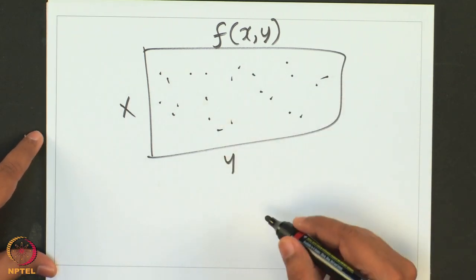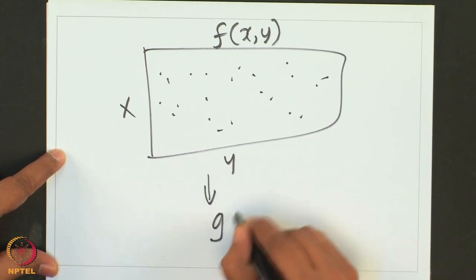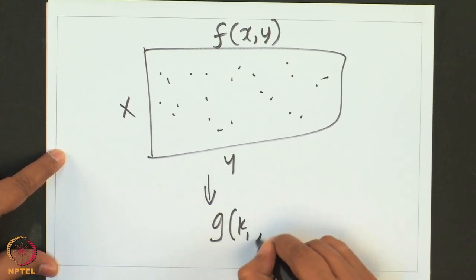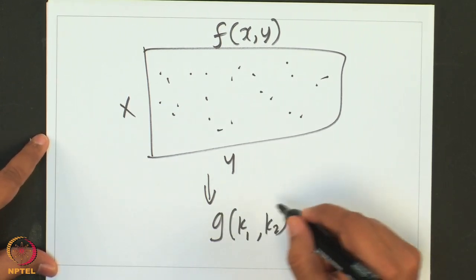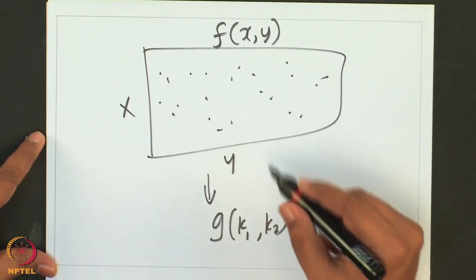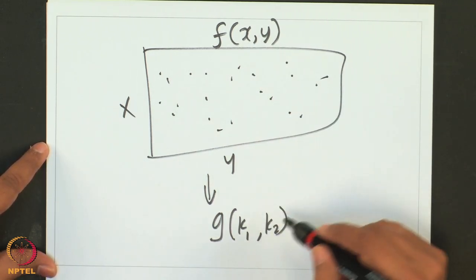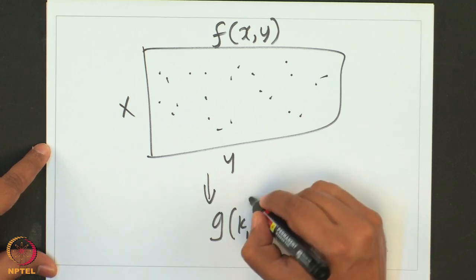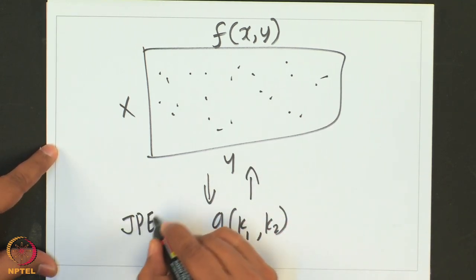And this you can convert to g of kx, k1 comma k2. I can convert this into g space by doing a similar transformation both for x and y separately. I will get k1 and k2, and then this you can convert back. So this is what is typically JPEG and all that.